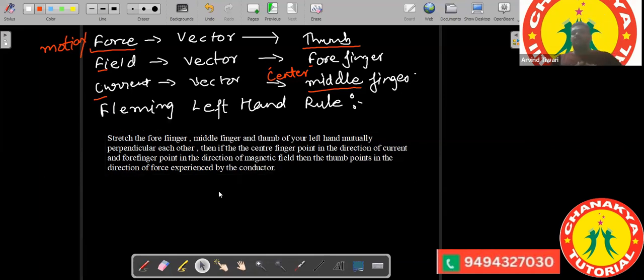Stretch the forefinger, middle finger, and thumb of your left hand mutually perpendicular to each other. Then, if the center finger points in the direction of current and the forefinger points in the direction of magnetic field line, then the thumb points in the direction of force experienced by the conductor. So let's try to solve a question out of it.